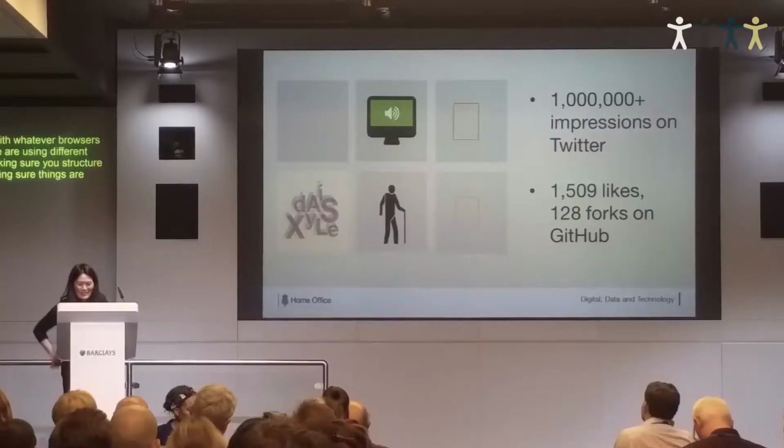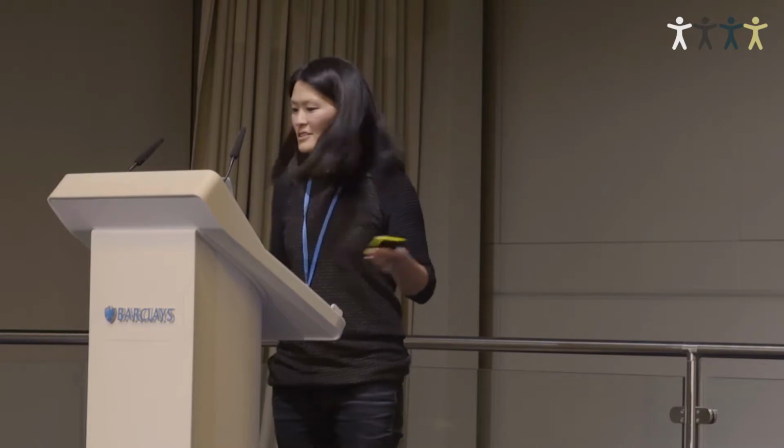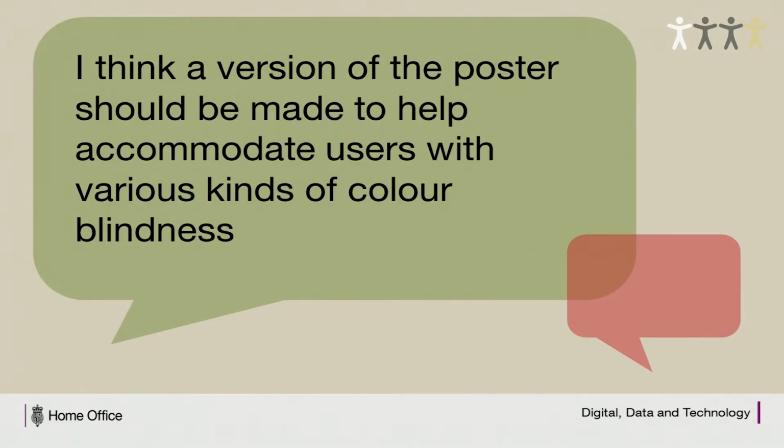So we shared these posters through the GDS accessibility blog and our own home office blog, and through Twitter and GitHub. And we've had a really great response and some really good feedback. Such as this one piece of feedback about adding additional posters to the series. So this came from someone who had suggested that we help accommodate users with various forms of color blindness, and he's provided a lot of great guidance for that as well.